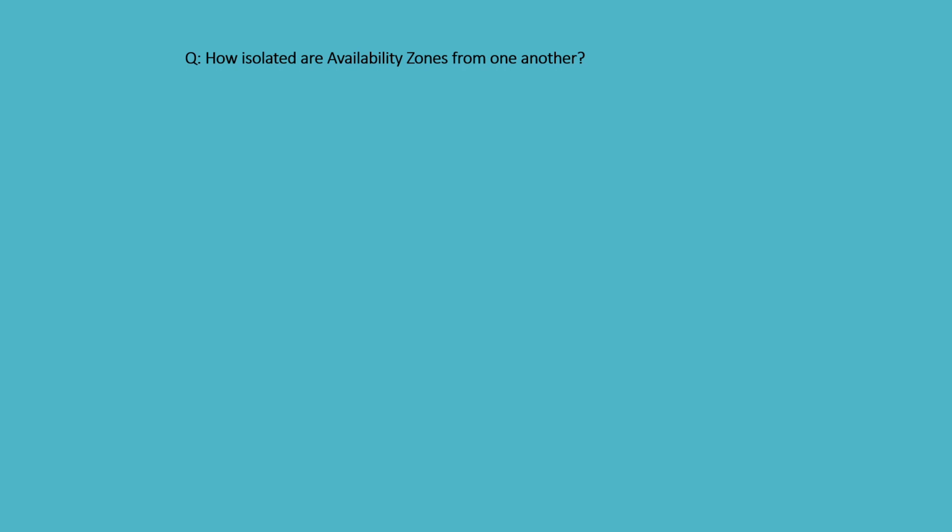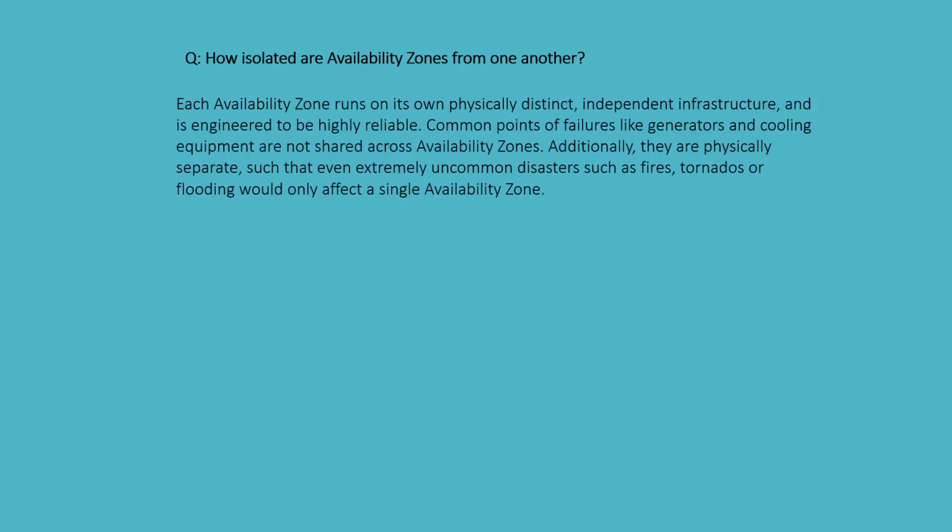How isolated are Availability Zones from one another? Each Availability Zone runs on physically distinct, independent infrastructure, engineered to be highly reliable. Common points of failure like generators and cooling equipment are not shared across Availability Zones. Additionally, they are physically separate, so even extremely uncommon disasters such as fires, tornadoes, and flooding would only affect a single Availability Zone.